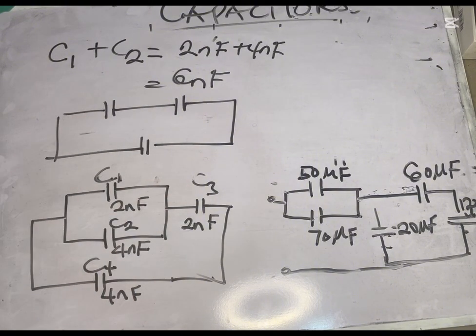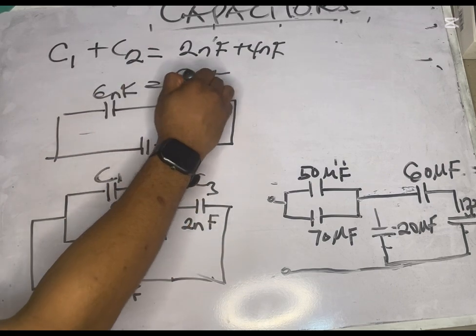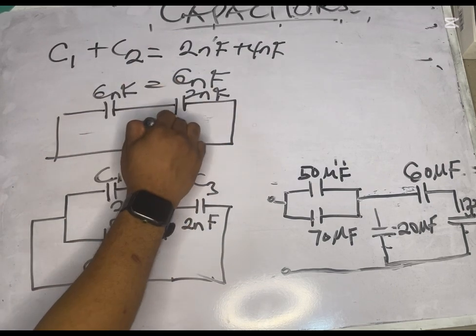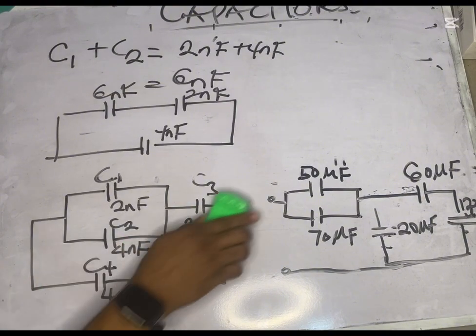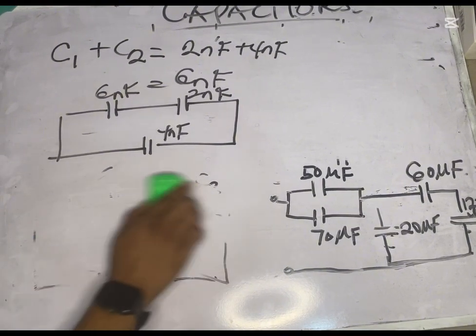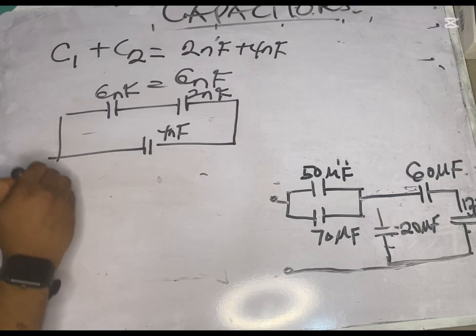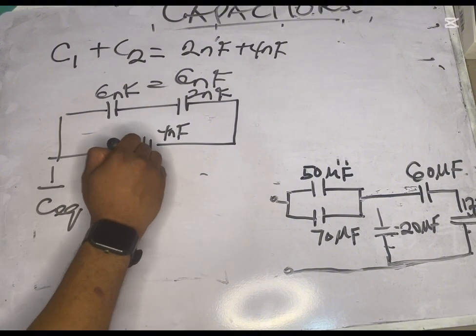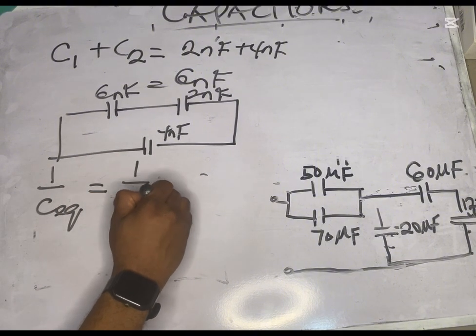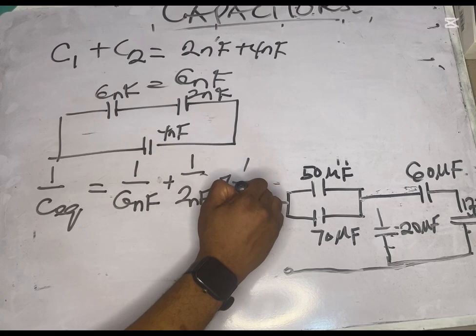This is what we now have. We now have 6 nanofarad, 2 nanofarad, and 4 nanofarad. We have been able to bring everything to form these three, and they are now in series, so it will be very easy now. Remember, in series, 1 over Ceq, our final equivalent capacitance, equals 1 over 6 nanofarad plus 1 over 2 nanofarad plus 1 over 4 nanofarad.